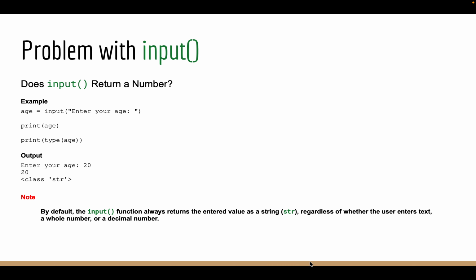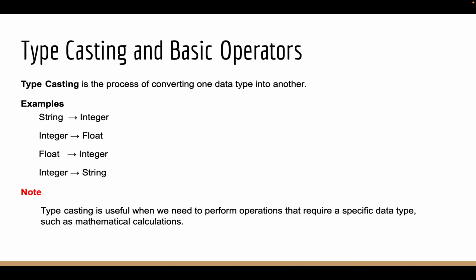There exists a problem with the input() function, that is, the input() function always stores the entered value only as a string, regardless of whether the user enters text, a whole number, a float or decimal number, or anything. Irrespective of what information we enter using the input() function, the computer will consider it as a string only. So to solve this problem, we have typecasting. Typecasting will convert one data type to another. That is, we can convert the string data type to integer, into float, float to integer, as well as integer to string.